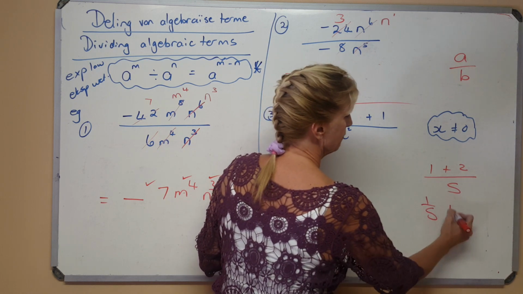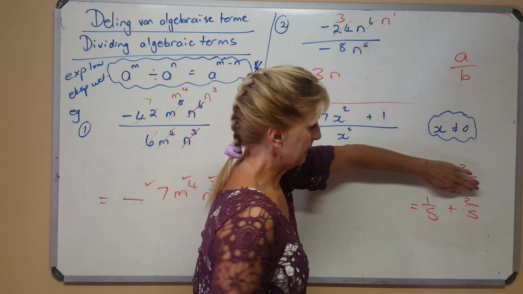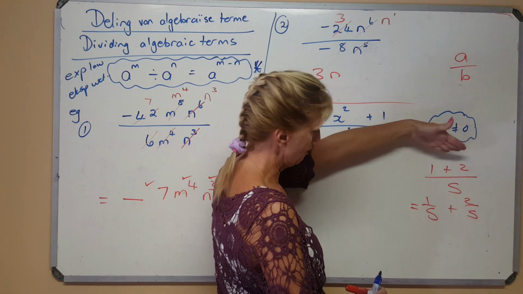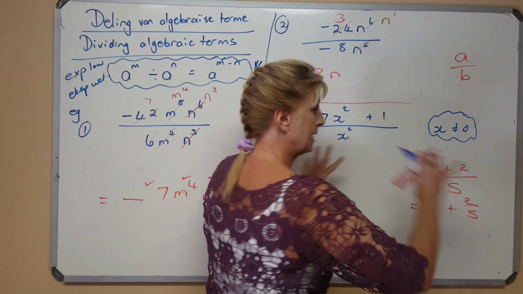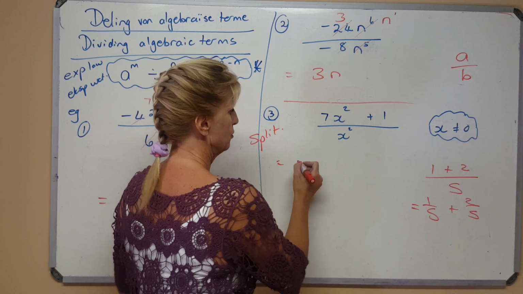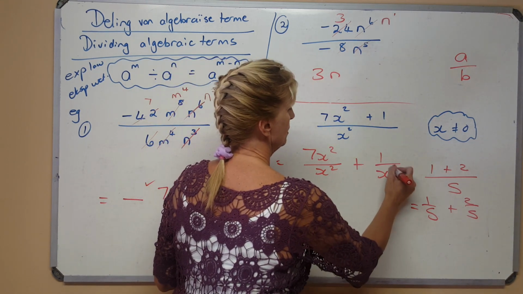That means 1 over 5 plus 2 over 5. Stem jy saam met my? As jy van hier af gewerk het, het jy gesê, kry die KGV, en dan skryf jy hom so. Nou gaan ek net van daai stap af terug, en ek split hulle op. So you can write here, you must split it up. So met ander woorde, jy gaan hê 7x kwadraat op x kwadraat, plus 1 op x kwadraat.